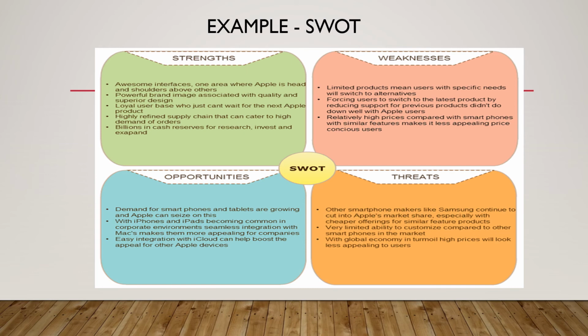Whereas weakness means the things that Apple is unable to meet. For example, Apple has very limited products, so it is unable to meet the needs of customers with specific requirements, and in the end they will switch to an alternative. Another weakness is that Apple forces users to switch to the latest product by reducing support for the previous product. This makes it inconvenient for customers to use the old product. So these are the weaknesses, and Apple has to find a way to improve them in order to survive in the business environment.